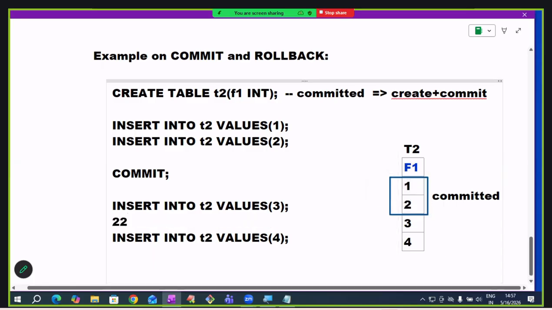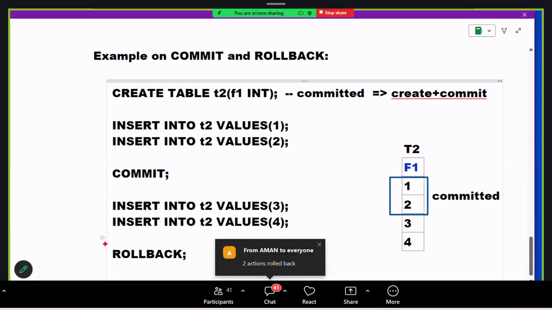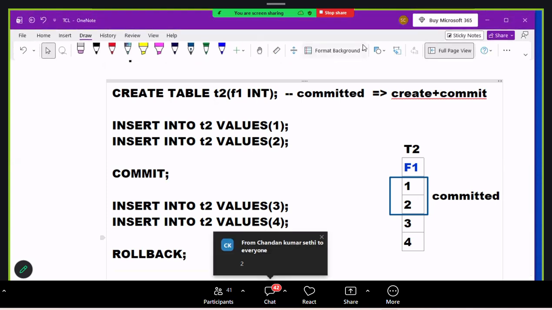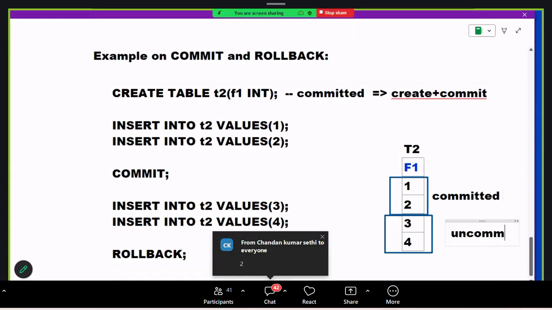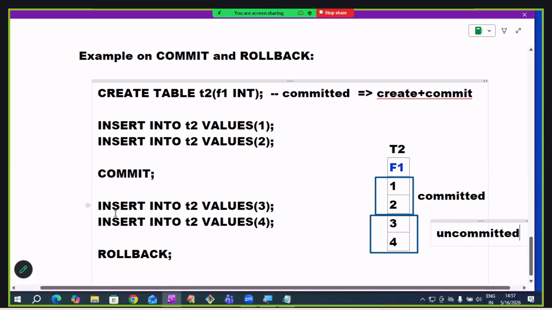Now till here data is committed. Okay, now here I am using rollback. If I use rollback here, how many actions will be cancelled? 2 actions. Here, how many uncommitted actions are there? 2. These 2 are uncommitted actions. Always rollback cancels uncommitted actions.